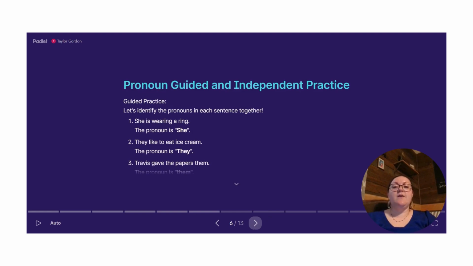Let's do some practice together. Number 1, she is wearing a ring. Our pronoun is she. She is taking the place of a female. Number 2, they like to eat ice cream. Our pronoun in that sentence is they. They is taking the place of several people. And number 3, Travis gave the papers to them. Our pronoun is them. Them is taking the place of several people.